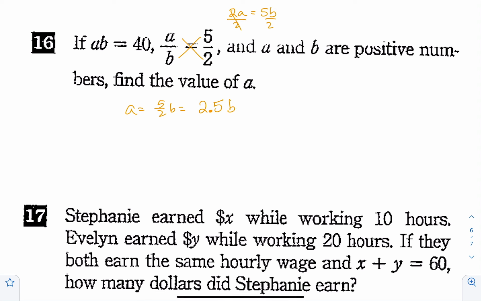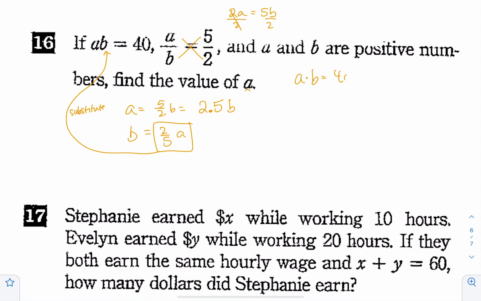So then you could do a substitution here. Because you want to find A, rather isolate B. B will be equal to 2/5 of A. You'll take this and substitute in for B. And instead of A times B is equal to 40, you have now A times 2/5 of A is equal to 40, or 2/5 of A squared is equal to 40. And I can solve by multiplying by the reciprocal, 5/2, on both sides, and get that A squared is equal to 100.